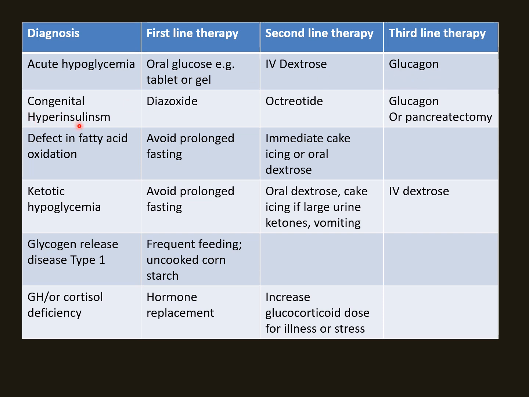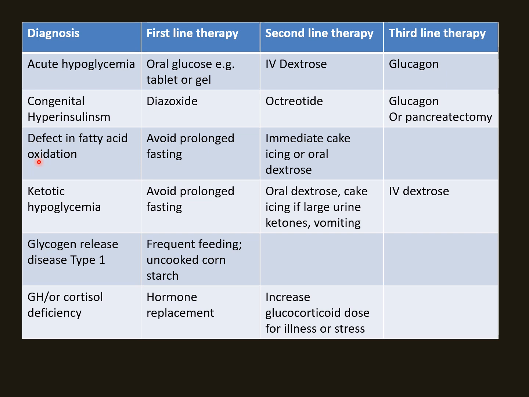In congenital hyperinsulinism, the pancreas is producing lots of insulin inappropriately. In this case, diazoxide, which inhibits the release of insulin, is the first line of treatment. Second line is octreotide, which also inhibits the release of insulin. Glucagon or pancreatectomy is the third option.